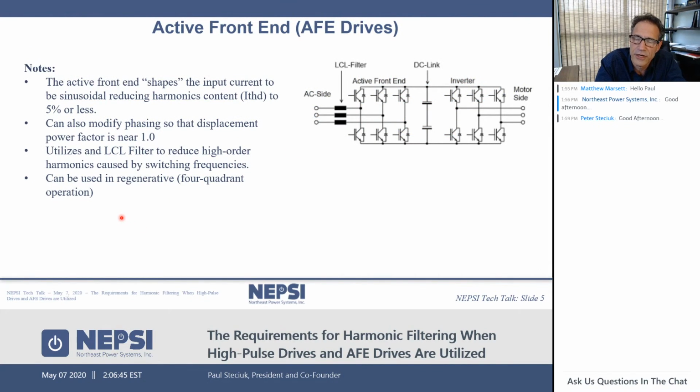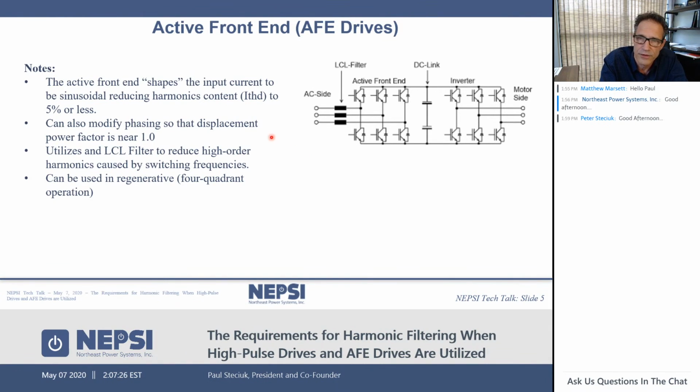The active front-end drive, instead of using diodes on the front end, uses an active front end. And what that means is that the active front end can modify the shape of the current waveform flowing into the drive. And therefore, it can actually mitigate harmonics, reduce the harmonic current distortion into the drive. It can also correct the power factor. So oftentimes these drives operate with a near unity power factor, and they also have the ability to do regenerative type control, where they can export power, like in a crane operation.